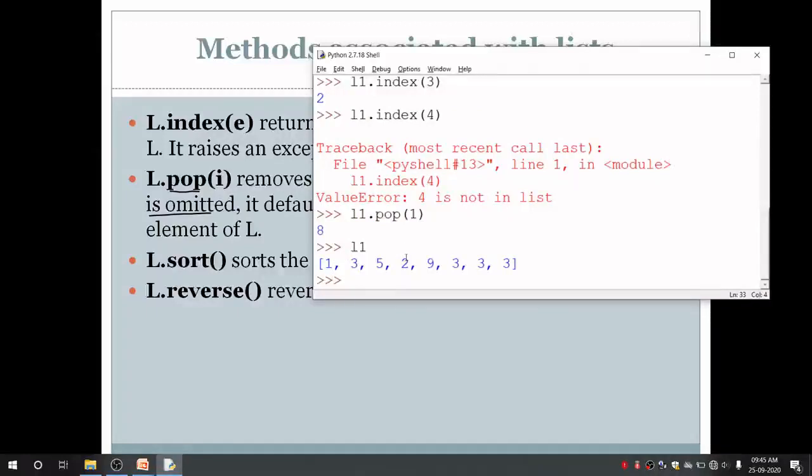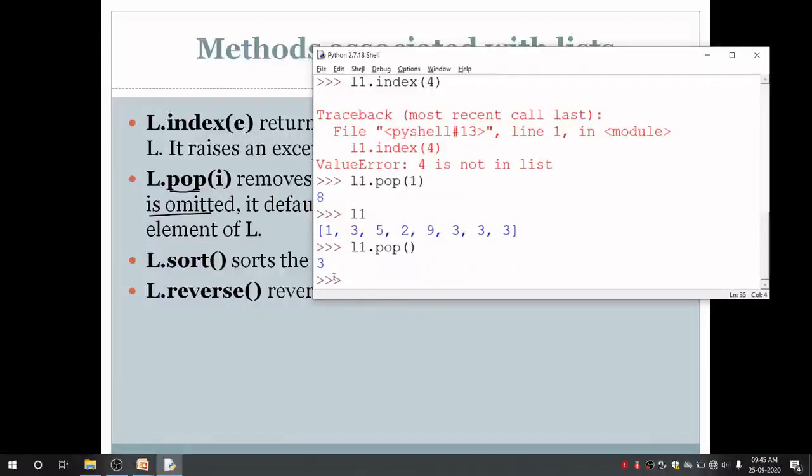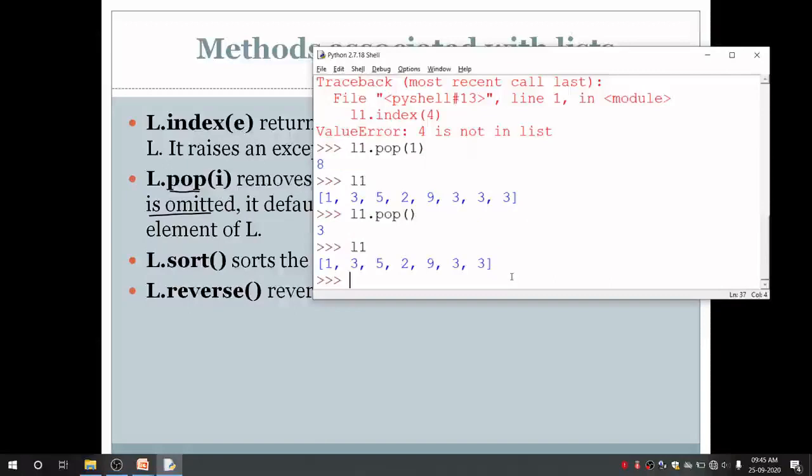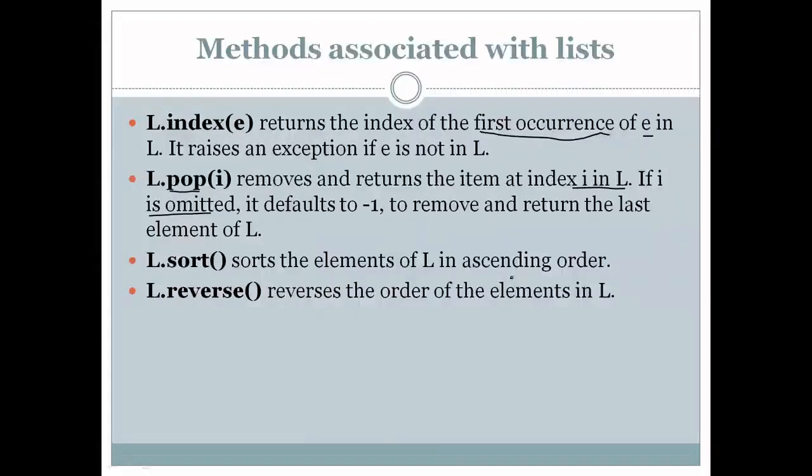It has been removed. Now the pop method can also be used without an argument. So we can say L1 dot pop without the argument. In that case, the index by default is -1. -1 is again used to refer to the last element. So it has removed the last element. You can see this last element has been removed from the list. Okay, that is the pop method.